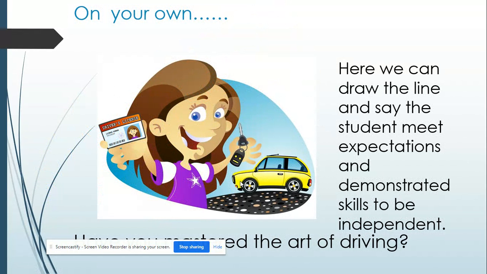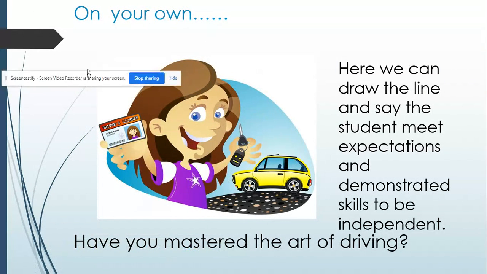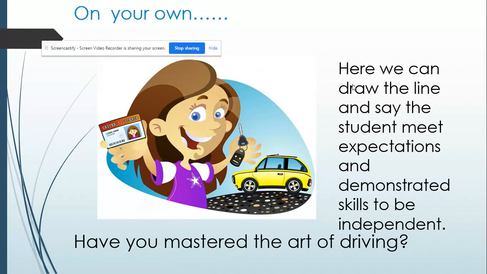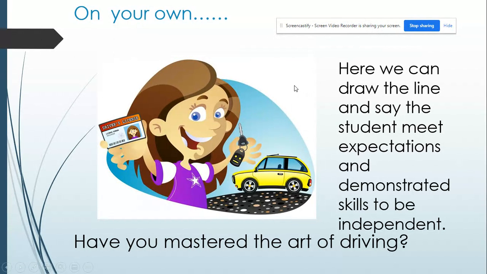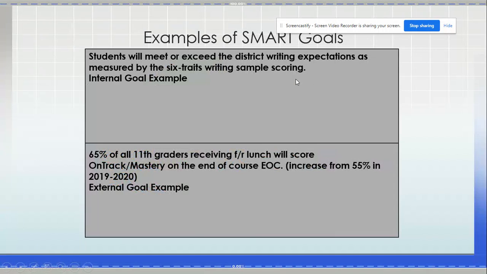Then we're on our own. Here, we can draw the line and say the student meets expectations and demonstrated skills to be independent. So have you mastered the art of driving? Well, we certainly hope you have. Now, I just have to be honest, I don't parallel park too well, but I can get down the road. So those are a way to think about when you write goals. What do you really want to term as having mastery?